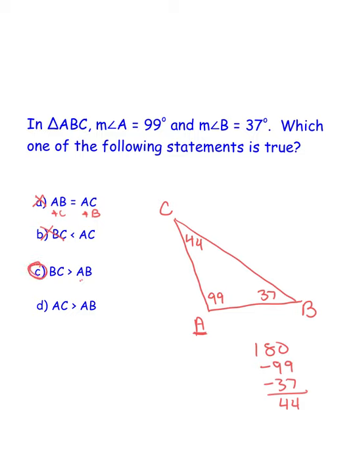Choice D, we always want to check all the multiple choices, said side AC, now that's opposite the 37, is that bigger than side AB, which is opposite the 44? That's incorrect. So that is choice C.